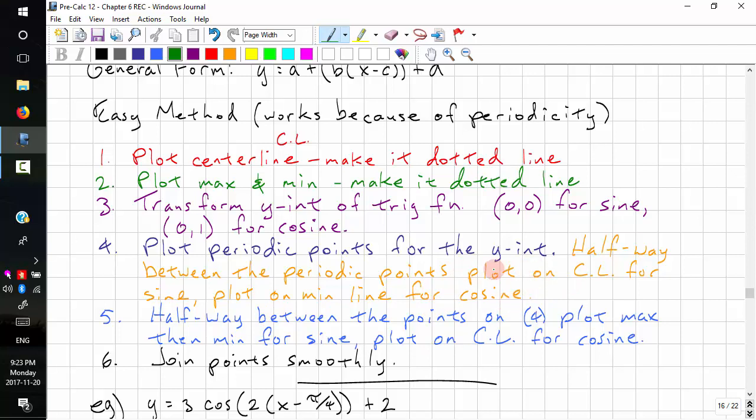Sounds tricky right now, but it'll make sense in a minute. And halfway between the points on step 4, plot the max, then the min for sine, and plot the center line for cosine, and then join the points smoothly.